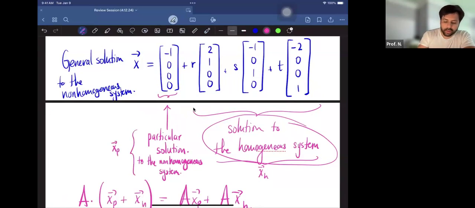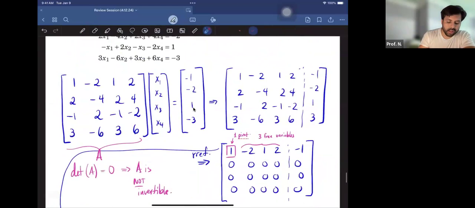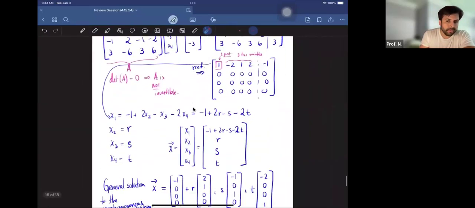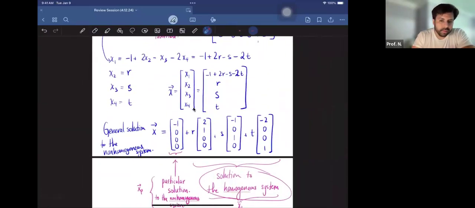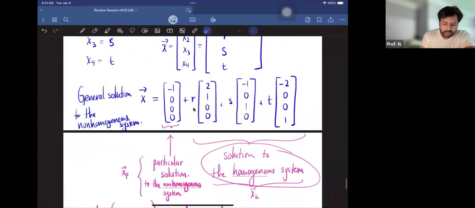Now you can try this yourself. Plug this solution into my system, and you're going to get the desired output. If you plug in -1,0,0,0 and left multiply by the matrix, you're going to get this. What does that mean? It's a solution. It's a particular one. Now, here comes the interesting part. This is not the only solution. There are infinitely many. Now, what does the rest of the solution look like?